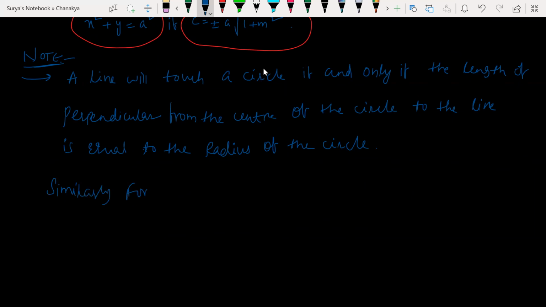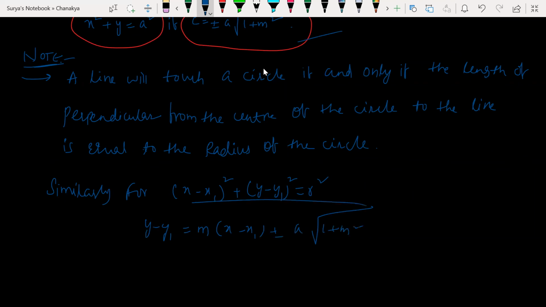Similarly, for x minus x1, y minus y1 whole square is equal to r square as well. So then what we have, look at this, if I write this, y minus y1 is equal to m into x minus x1 plus or minus c. This is the c value. So this is a condition. Guys, look at this here. The condition is, look at this here.